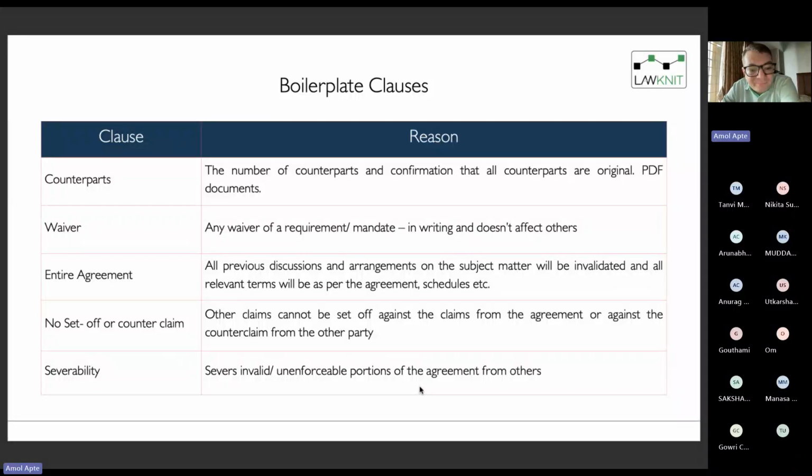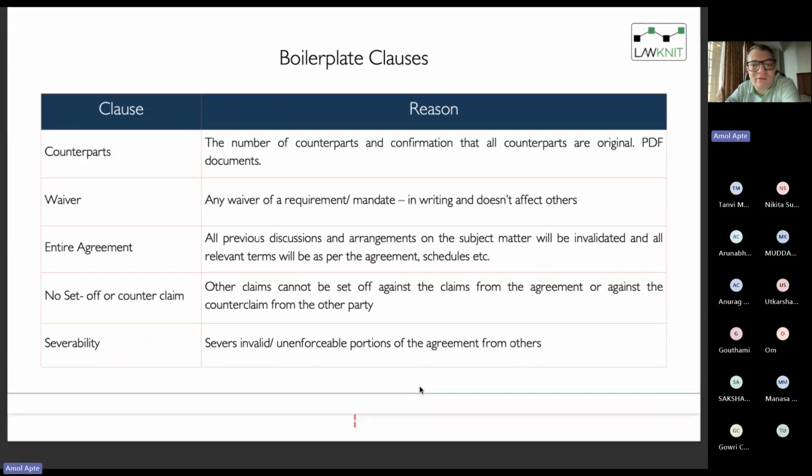Then severability. Typically if one part of the agreement becomes invalid or unenforceable for some reason, say for example change in law, then this clause takes care of the other clauses. So typically in this clause you will call out that events including change in law, then the remaining portion of the agreement will remain valid and enforceable. Those kind of things will be covered in this clause.